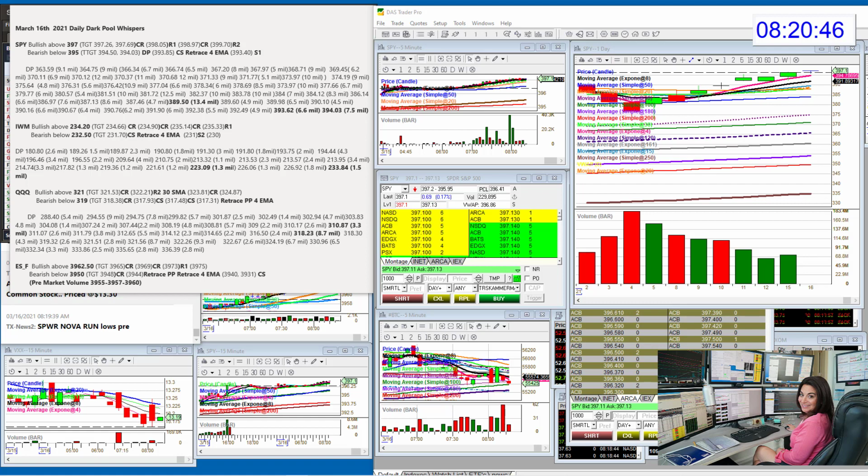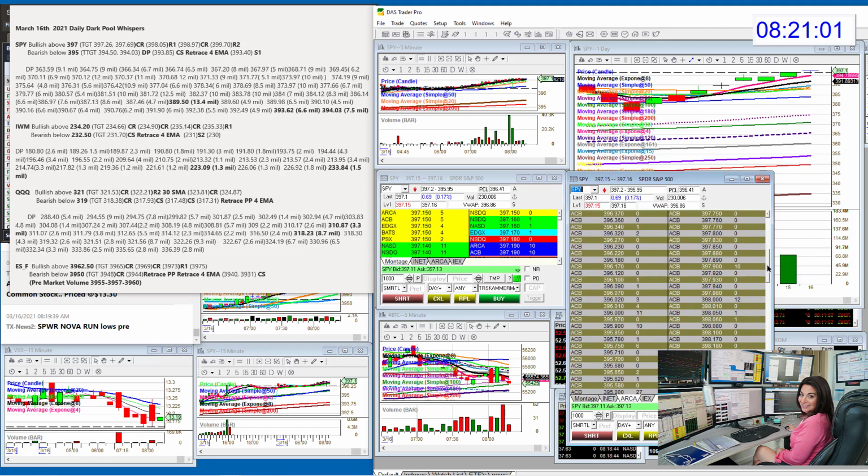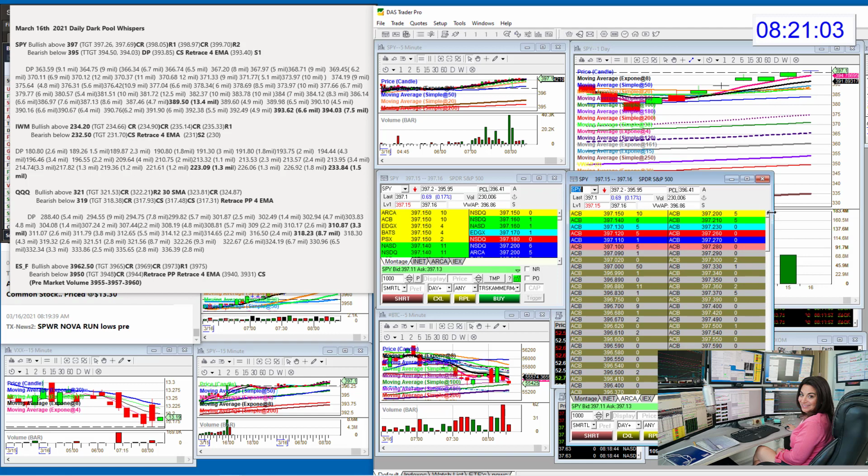Let's start with the SPY. Do you guys think the SPY is going to hit 400 this week? That would be a nice target, right? There's nothing up ahead. There's totally going to be a lot of sellers there if it gets there. But that's my target for this week. We'll see if we can get there.